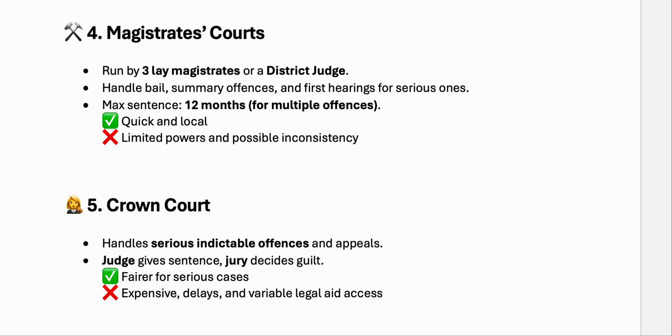Next we have Crown Court. The Crown Court has a judge and, for trials, a jury of 12. It deals with the toughest crimes. It can give out long sentences, and it also hears appeals. It's more formal, and it usually costs more to go through, so there are concerns about delays and making sure everyone gets fair legal help. Next, we have the Court of Appeal.